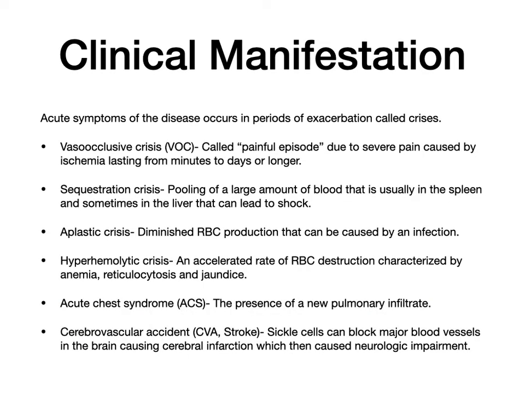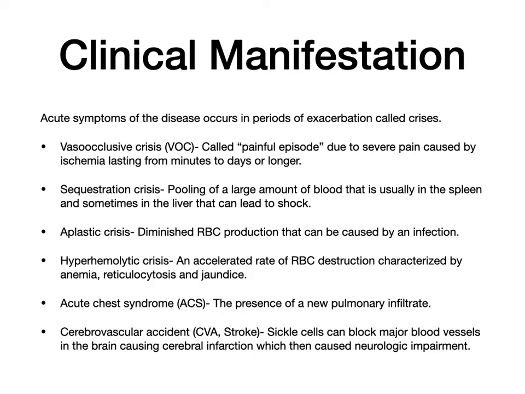Clinical manifestation: acute symptoms of the disease occur in periods of exacerbation called crises. There is vaso-occlusive crisis. This is the painful episode, which can last from minutes to days or longer. The sequestration crisis is a pooling of a large amount of blood, usually in the spleen and sometimes in the liver, and can lead to shock.